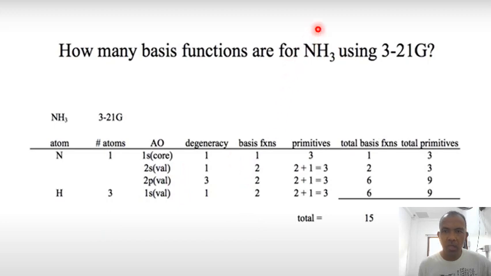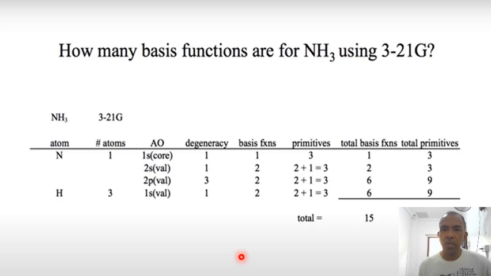So 1, 1, 3, s orbitals and p orbitals. For the number of basis functions, a core orbital has one basis function. So the valence orbitals are two each.